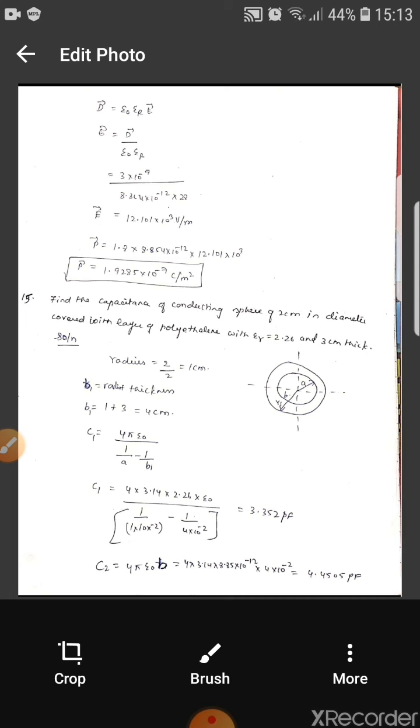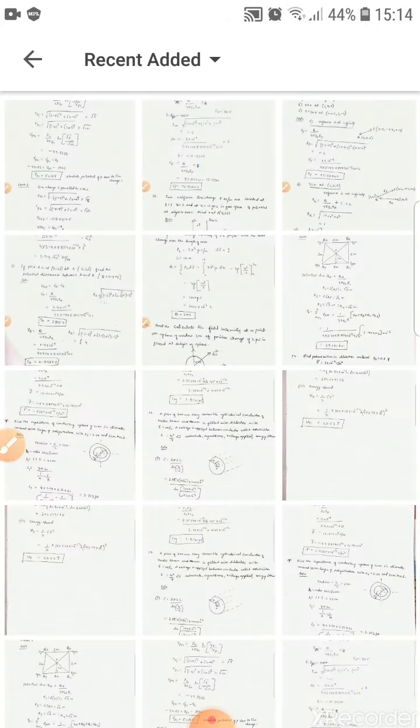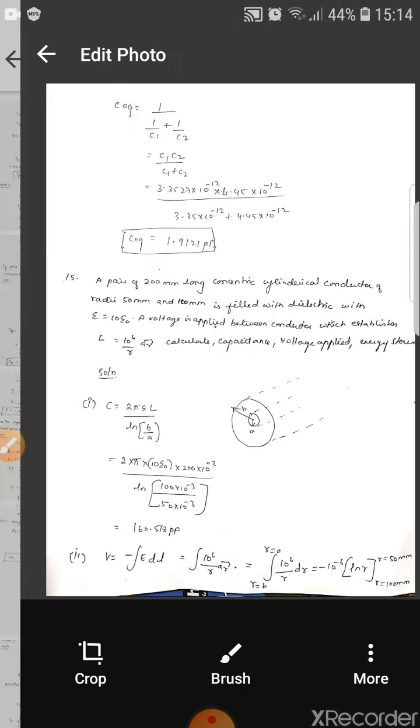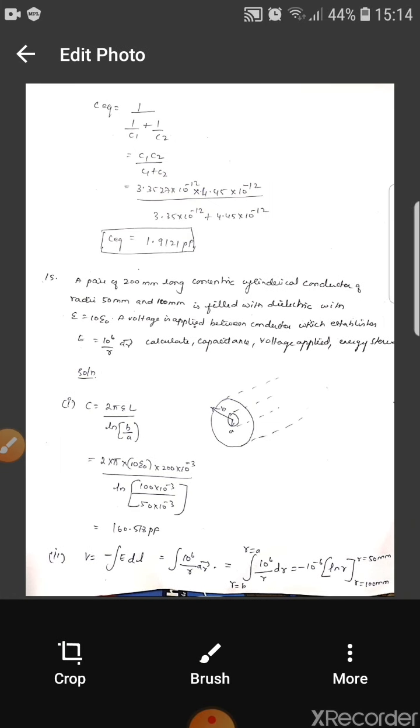And next, C2. So C2 will be calculated by using 4 pi epsilon naught B. So you will be getting the value 4.405 picofarad. And next, the equivalent capacitance will be 1 divided by 1 by C1 plus 1 by C2. So that will be C1 C2 divided by C1 plus C2, that is equal to 1.9121 picofarad.